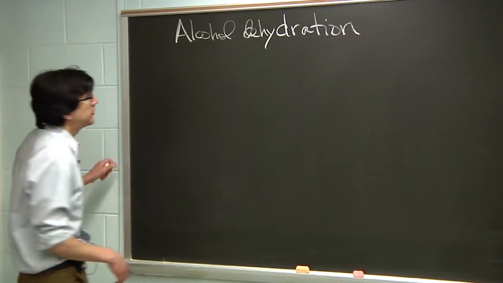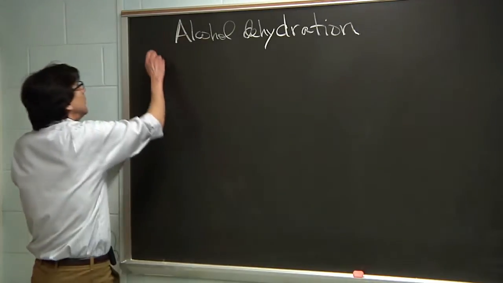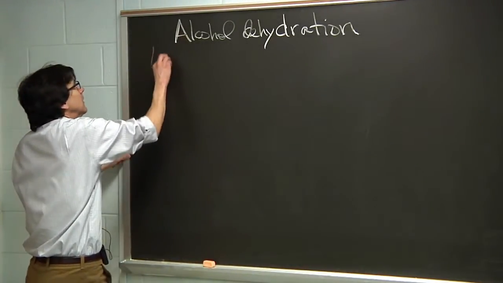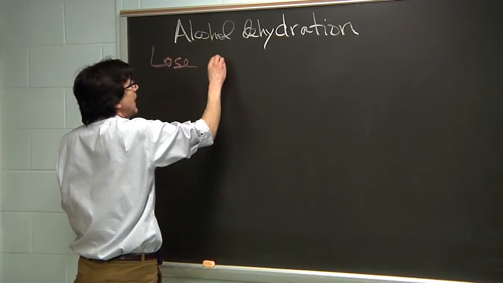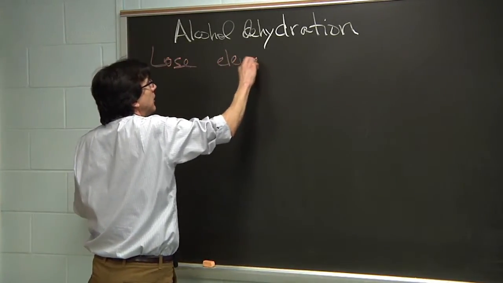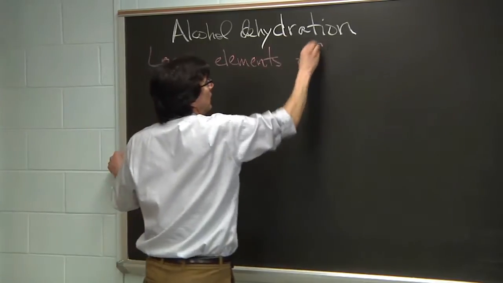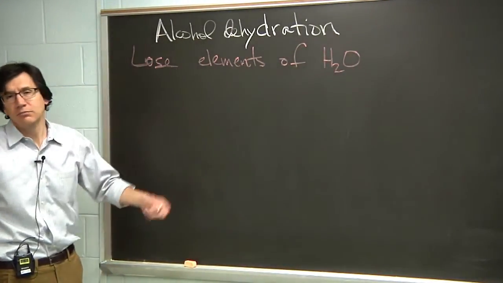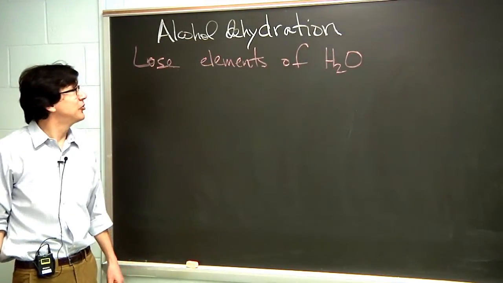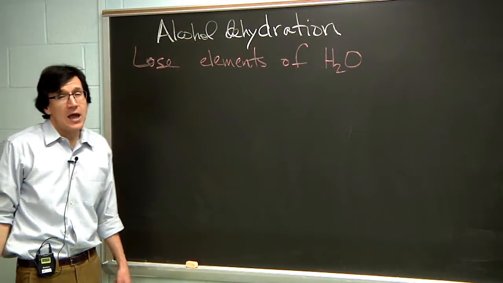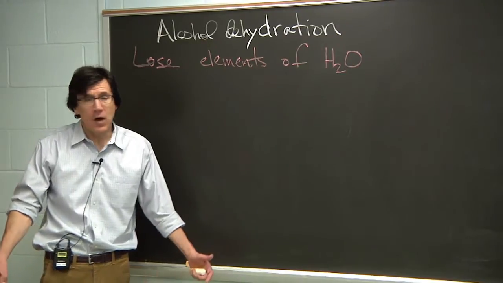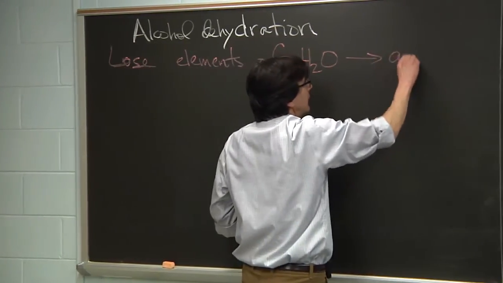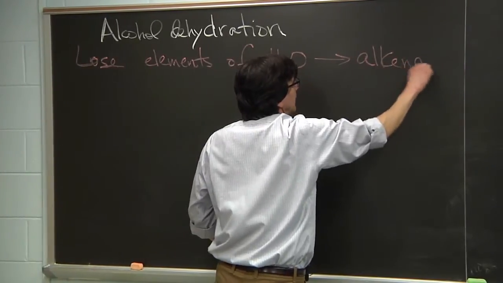Well, in an alcohol dehydration, you lose the elements of water from an alcohol, so I guess I have to use alcohol in the definition. You lose the elements of water, and the product is a what? The product is an alkene.